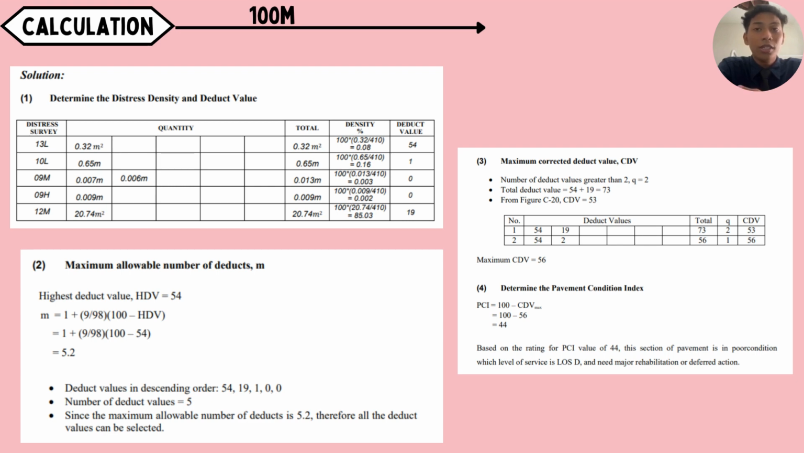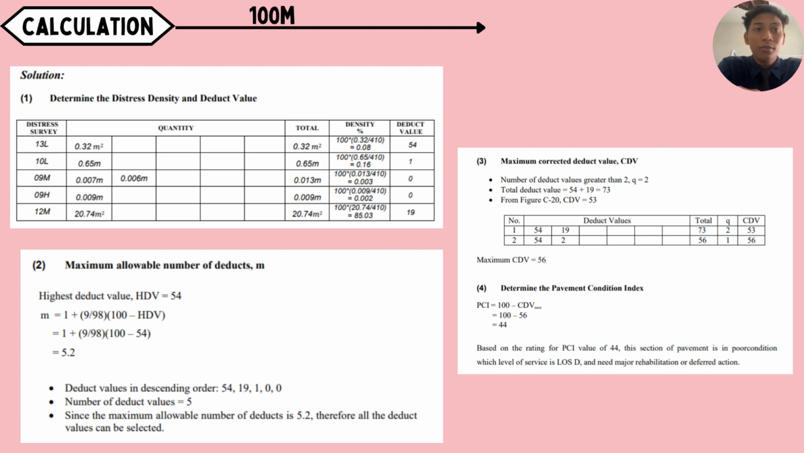For the next step, we need to find the maximum allowable number of deducts, which is M. To find M, we need to use the formula 1 plus 9 divided by 98 multiplied by 100 minus HDV. HDV is the highest deduct value. According to the first 100 meter, the highest deduct value is 54. So we need to subtract 54 from 100, and we will get 5.2.